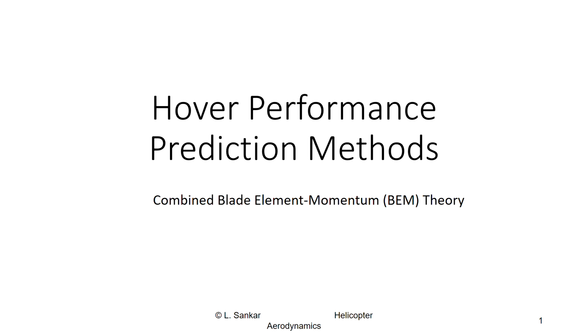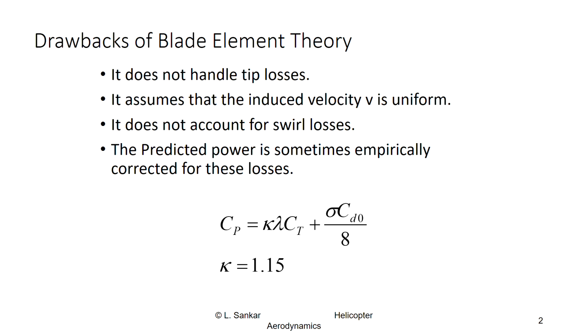Now we are going to come to a third and more sophisticated model where we are going to combine the blade element and momentum theory together. Momentum theory, which is the actuator disk model, and the blade element theory, which we looked at after that. So let's get started with the theory. So why do we need yet another theory?